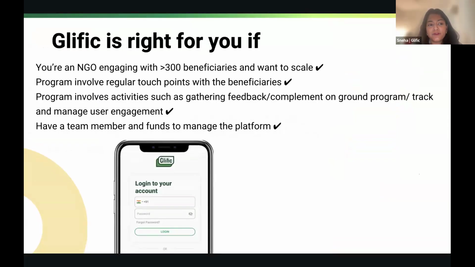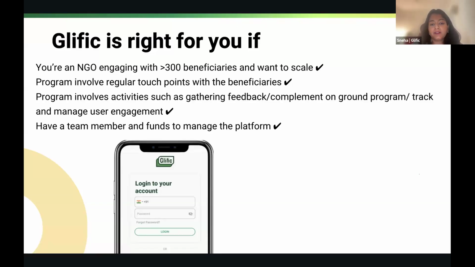So Glyphic is right for you if you're engaging with at least 300 plus people and you want to scale your program. It also makes sense if your program involves regular touch points with the beneficiaries. So basically, multiple nudges and reminders sent over a period of time. Then it would make sense to move to a WhatsApp chatbot, because then automation can really help you.